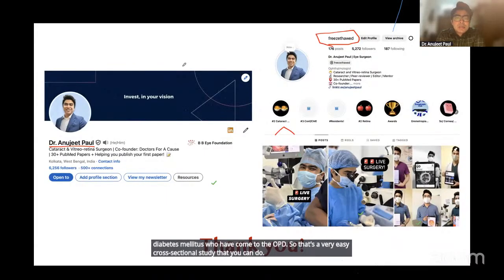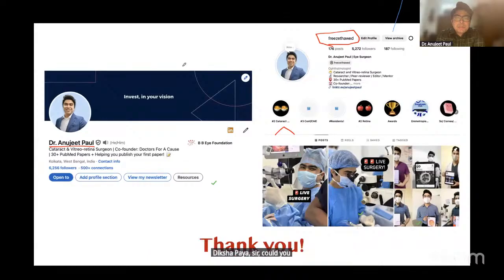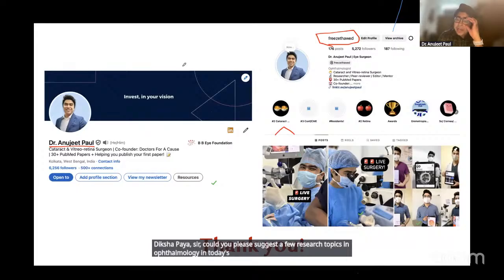Diksha Pai: Sir, could you please suggest a few research topics in ophthalmology in today's date? Research topics. All my research interns are working on AI in ophthalmology. In my time, it was take something on COVID and publish it. Nowadays, all you need to do is put everything in ChatGPT, in Claude AI, or in what is the other one which my people are working on, Google Gemini.